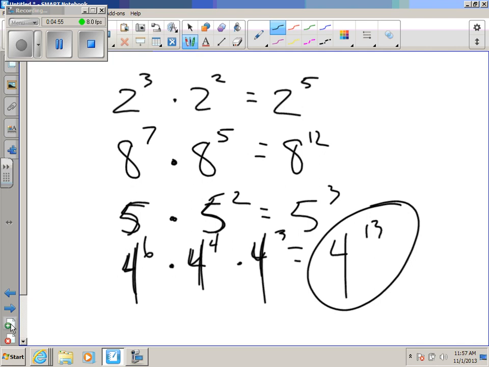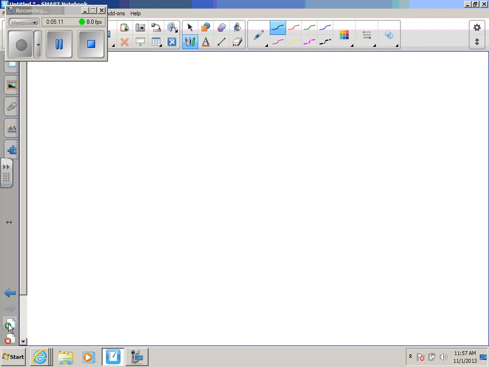Can the exponent ever be a variable? Not usually. Not likely. I mean, it can happen, don't get me wrong, but for what we're doing today, I don't see that as being an issue.